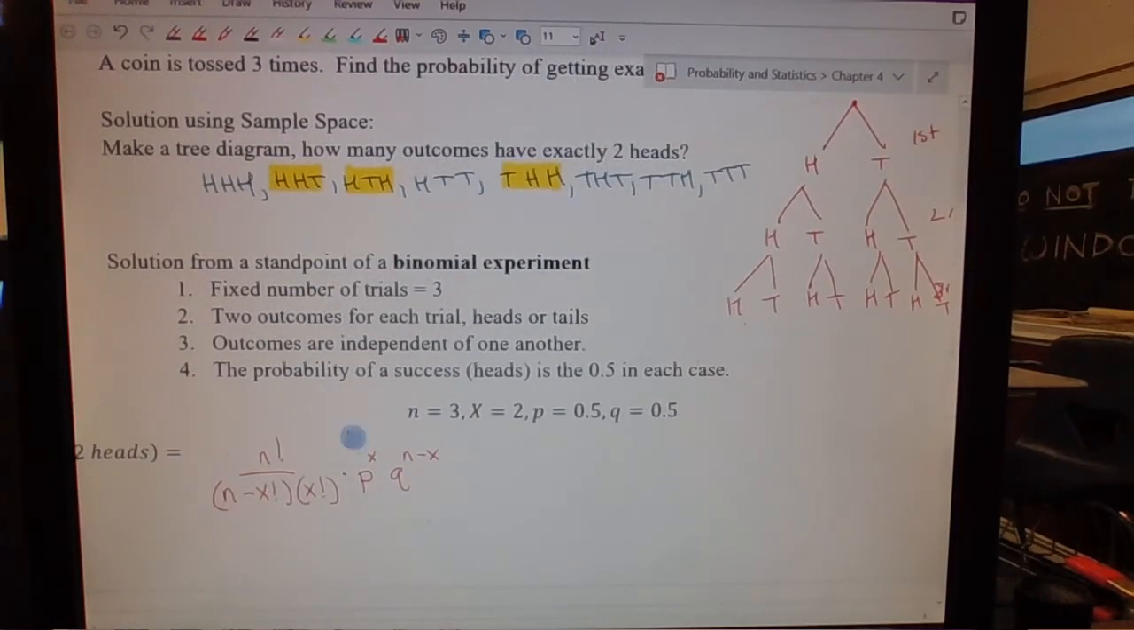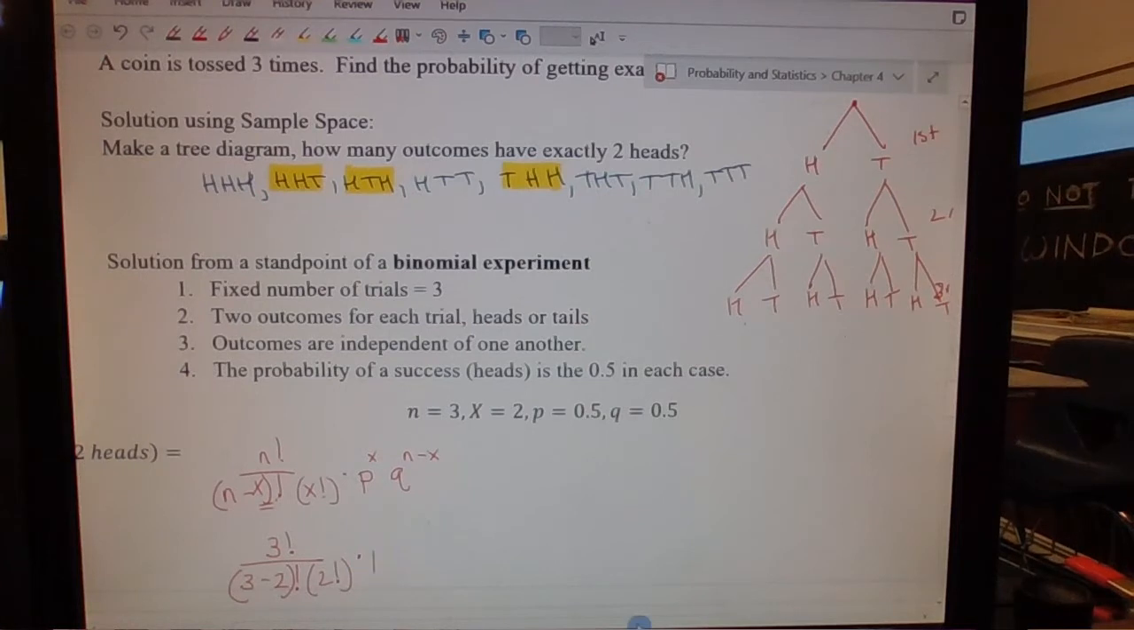And now n is the number of trials that you're going to go through. So we'd have 3 factorial over now 3. Now x, remember, x is the random variable, the values that you can take on. So we're interested in 2 heads in this case. Okay? So x is 2. So we'll have 3 minus 2. Okay? And actually, I've got this factorial in the wrong spot there. It should be on the outside of the parenthesis. So 3 minus 2 factorial, and then times 2 factorial.